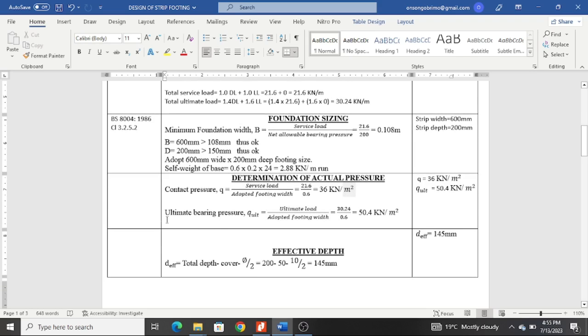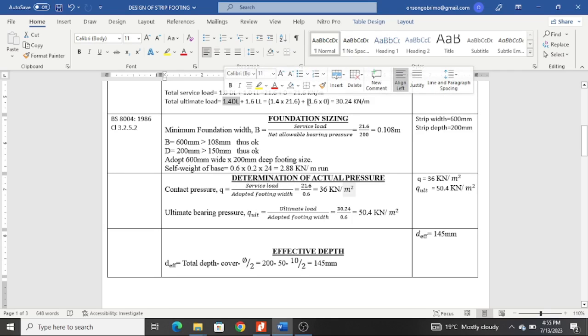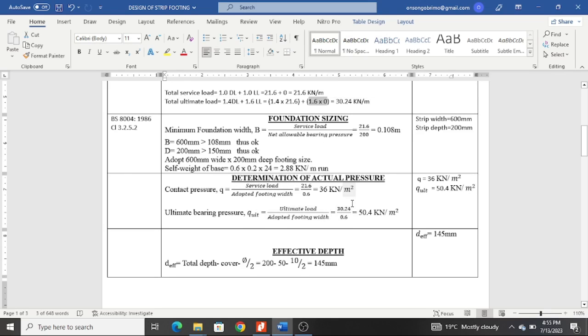Next is determining the ultimate. The process is still the same. Q ult is obtained by using the ultimate load once you have factored in 1.4, and because we don't have live loads, this becomes 0. So you do that divided by the adopted footing width, and then you obtain 50.4 kilonewtons per meter squared. Therefore our contact pressure is 36, but our ultimate bearing pressure is 50.4 kilonewtons per meter squared.